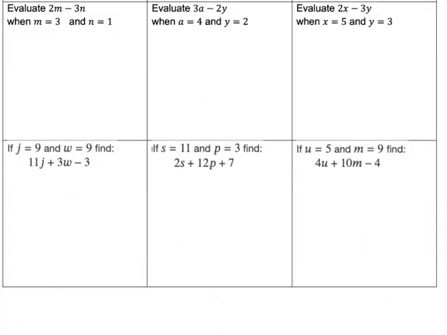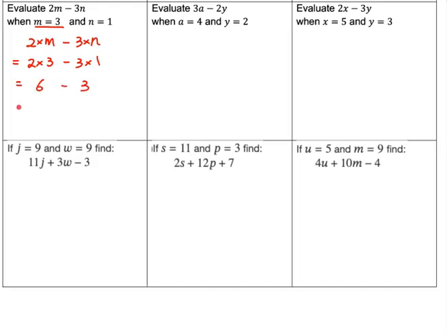Now let's have a look at the next couple of example questions. Again, I'm going to do the first one of each row, and you're going to try the remaining questions by yourselves. Evaluate 2m minus 3n. That's what we're going to evaluate. So I'm going to write it down. 2m means 2 times m, minus 3n means 3 times n. Now I'm going to replace each letter with the given value. So 2 times m, which is 3, and 3 times n, which is 1. So therefore it is 6 minus 3.